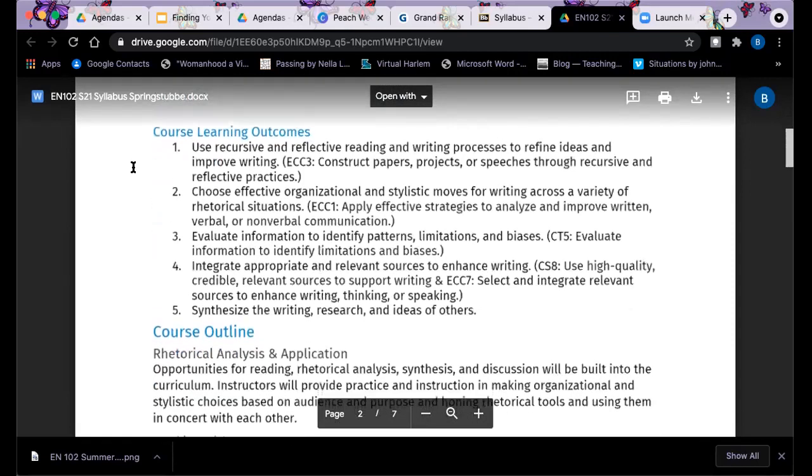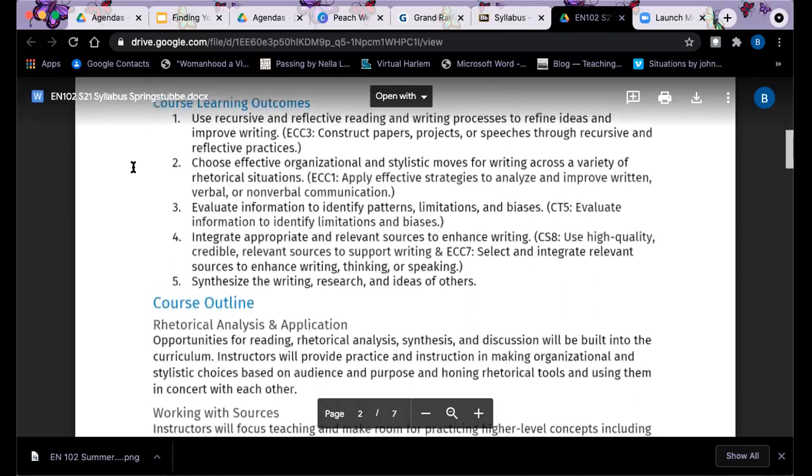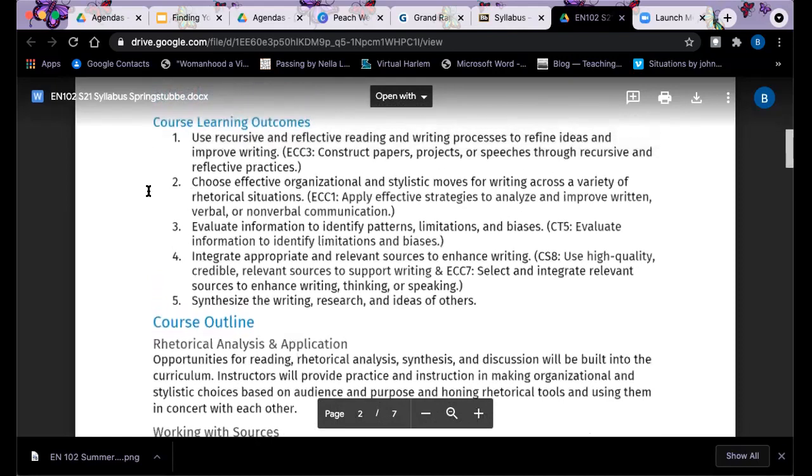The learning objectives, again, you should read those on your own, but we're going to be using recursive and reflective reading and writing processes to refine ideas and improve writing. We'll be choosing effective organizational and stylistic moves for writing across a variety of rhetorical situations. We will evaluate information to identify patterns, limitations, and biases. We will integrate appropriate and relevant sources to enhance writing, and we will synthesize the writing research and ideas of others. Those are the main learning outcomes for this course.